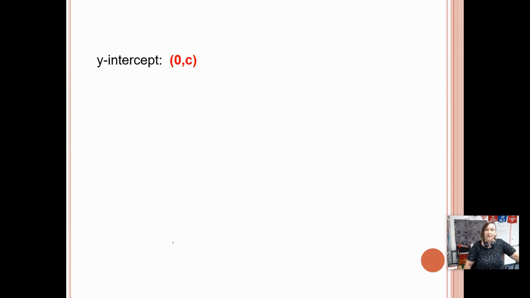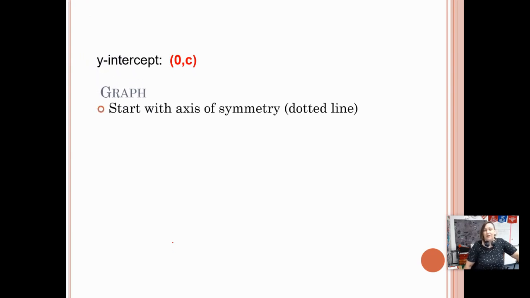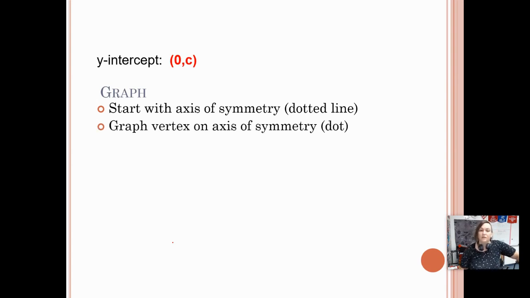Now, we're not actually going to be graphing today, but since I'm giving you all this information, we might as well write down how to graph. So when we're graphing, we start by drawing the axis of symmetry, which is a vertical dotted line, or you can use a highlighter, but you can't draw a solid line because it's not really there. It's an invisible line. Then on your axis of symmetry, you're going to graph your vertex, which is a point, and that is either the lowest point or the highest point, depending on which way the parabola opens.